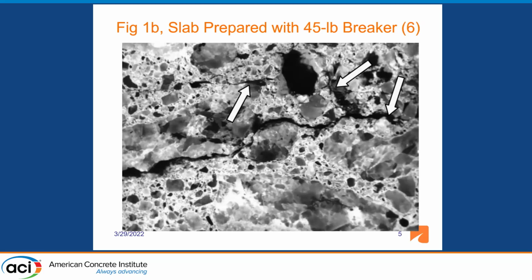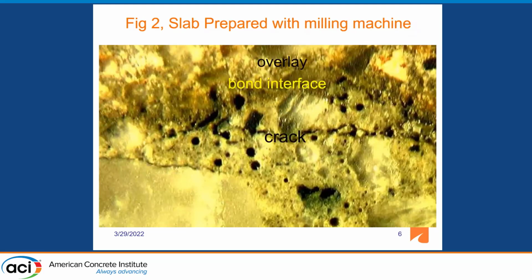The previous cracks were caused by a 30-pound breaker, and these cracks were caused by a 45-pound breaker, and these cracks are wider because you're impacting the substrate with a greater force. And then this is a picture that shows an overlay, and they've done a great job of surface prep. This is a bond interface, so the overlay is well bonded. Unfortunately, the milling machine caused all these cracks just below the bond line, so the overlay is going to fail with a little bit of the old concrete surface bonded to it.